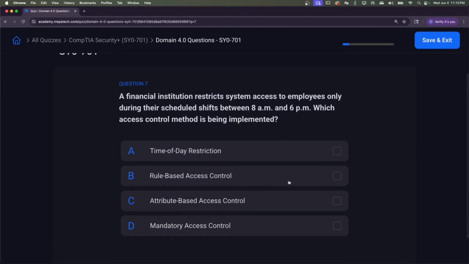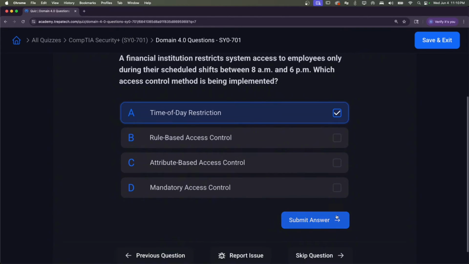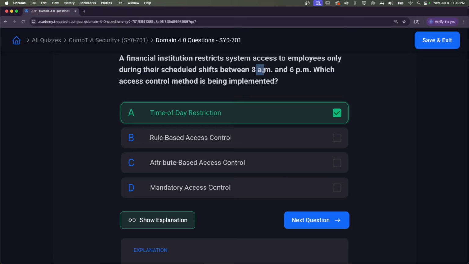Question 7. A financial institution restricts system access to employees only during their scheduled shifts between 8 a.m. and 6 p.m. Which access control method is being implemented? This one's easy. That's going to be time of day restrictions, right? Kind of right in our face right there, right? If you can only access between these times of the day, that's a time of day restriction.